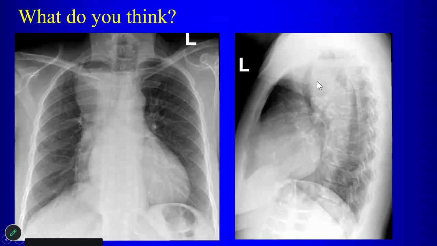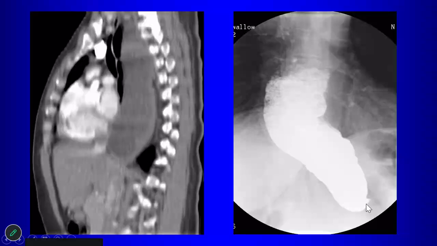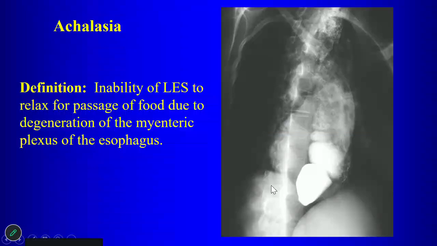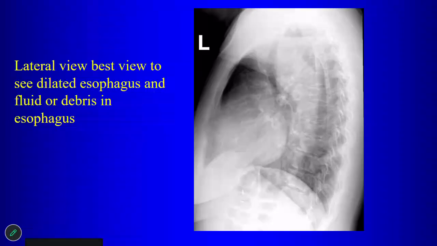So a mass behind the trachea that extends all the way down. Think of a dilated esophagus from achalasia. So there's your dilated esophagus, dilated all the way down to the gastroesophageal junction. There's debris and fluid there within the dilated esophagus, the typical appearance of achalasia with the beak sign on the barium study. Right? So we're pretty familiar with achalasia, but it can be very confusing on the frontal view, so you want to be able to recognize that when we see that on the frontal view.